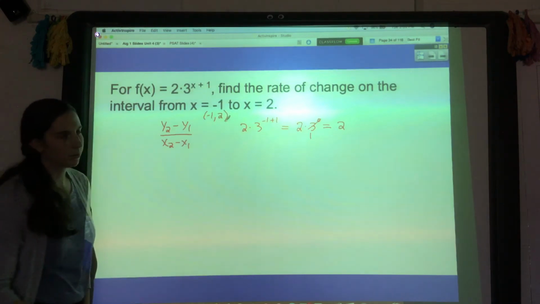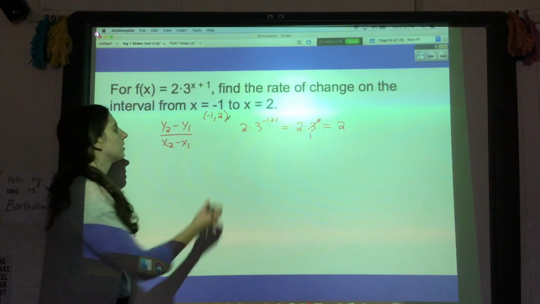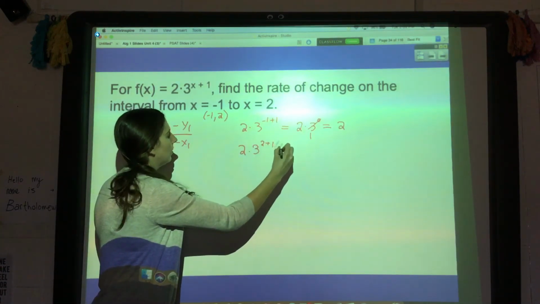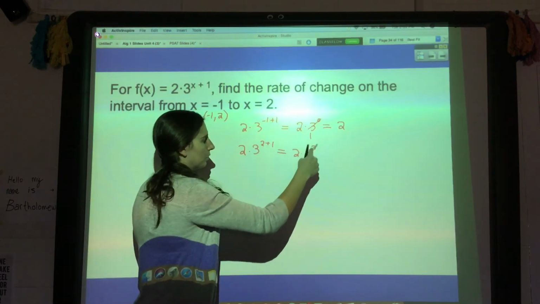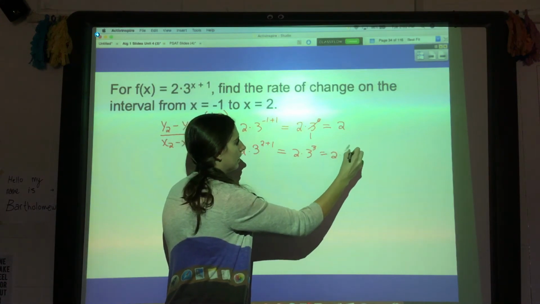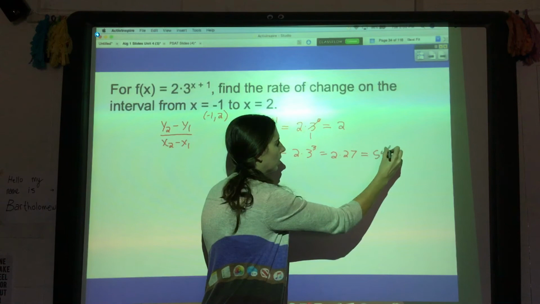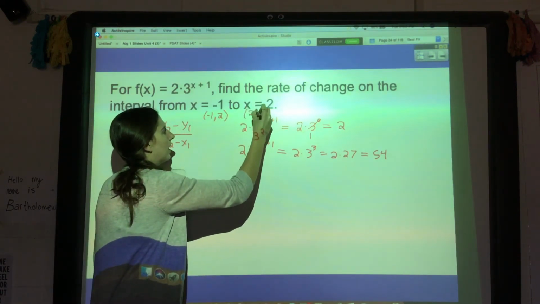That's one of my points. Now let's put in a 2 for x and see what happens. So 2 times 3 with a 2 plus 1 power. 2 plus 1 is 3. 3 cubed is 27. And 2 times 27 is 54. So when I put in 2, I got out 54.